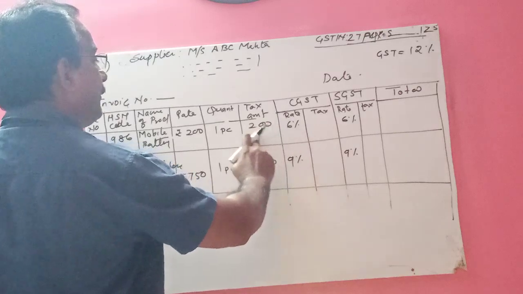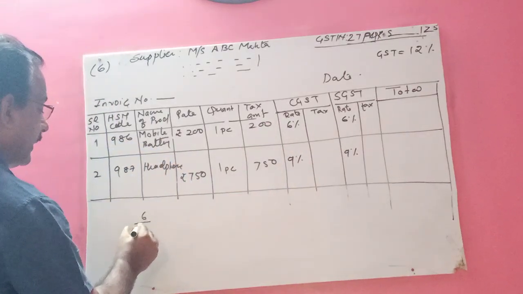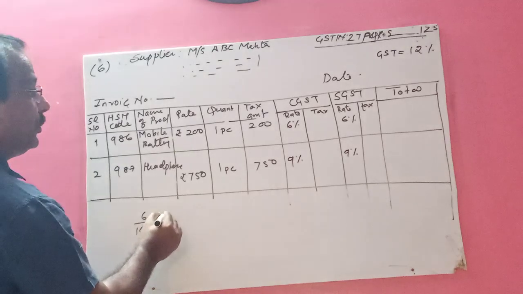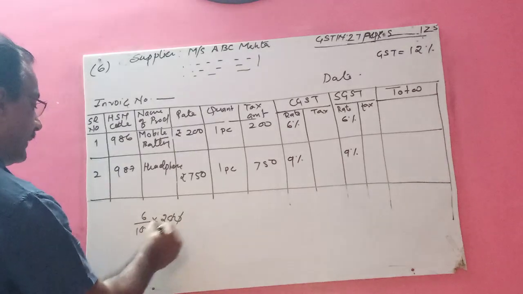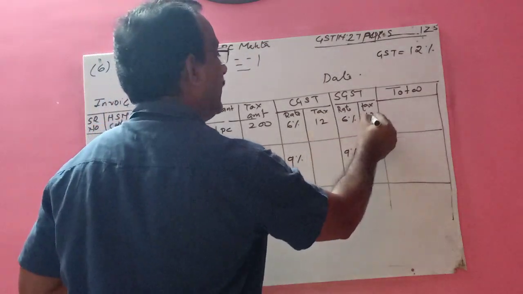Now, then tax, how will you calculate? Calculate 6% of 200. So 6% of 200 is how much, children? 6 upon 100 into 200. So these two get cancelled, it is 12. So here it is 12. So this is also 12.